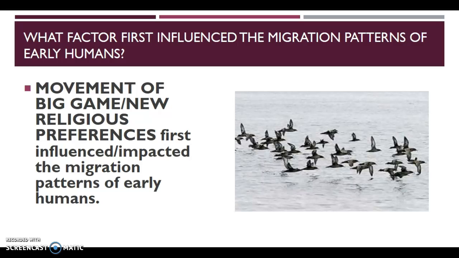What factor first influenced the migration patterns of early humans? Movement of big game or new religious preferences first influenced or impacted the migration patterns of early humans.